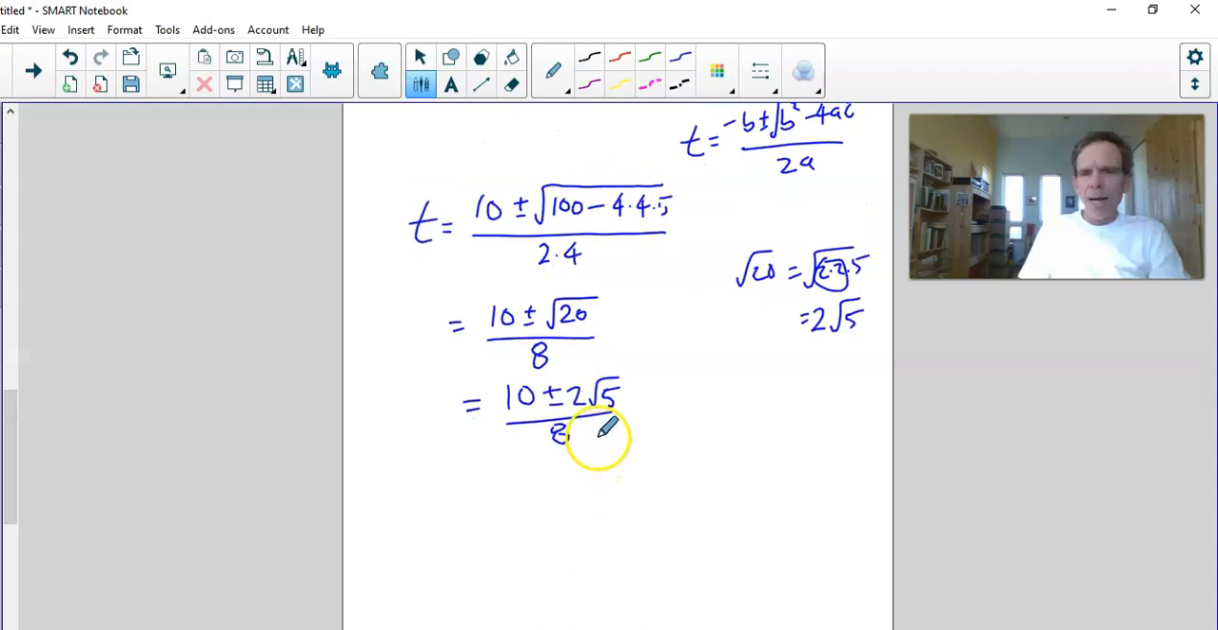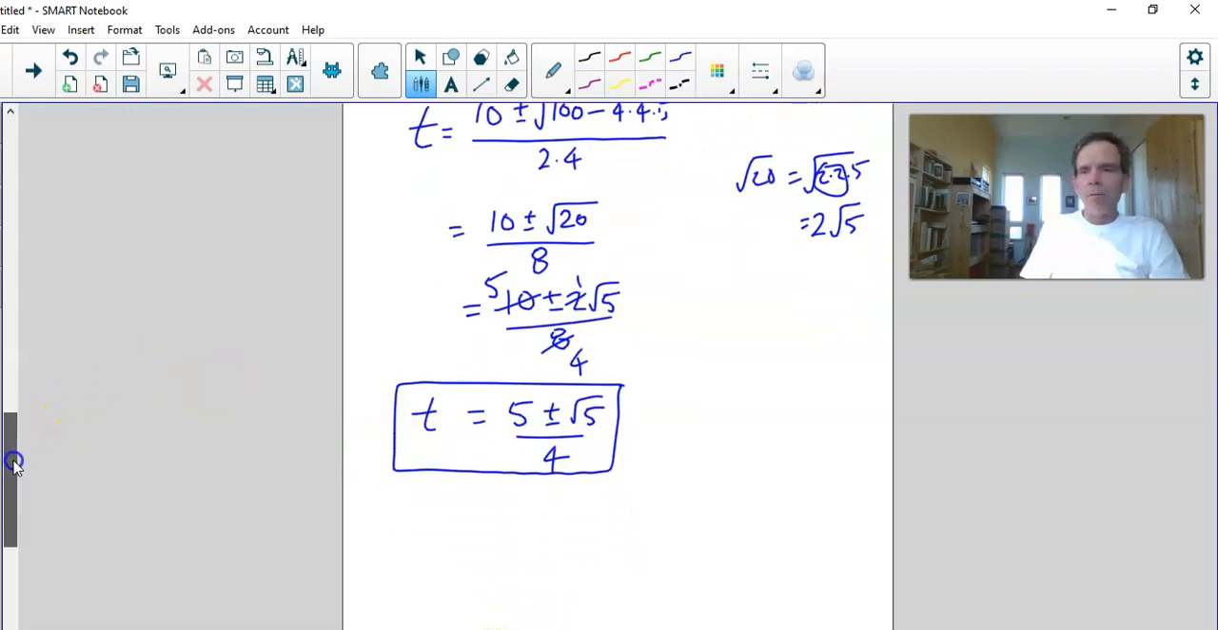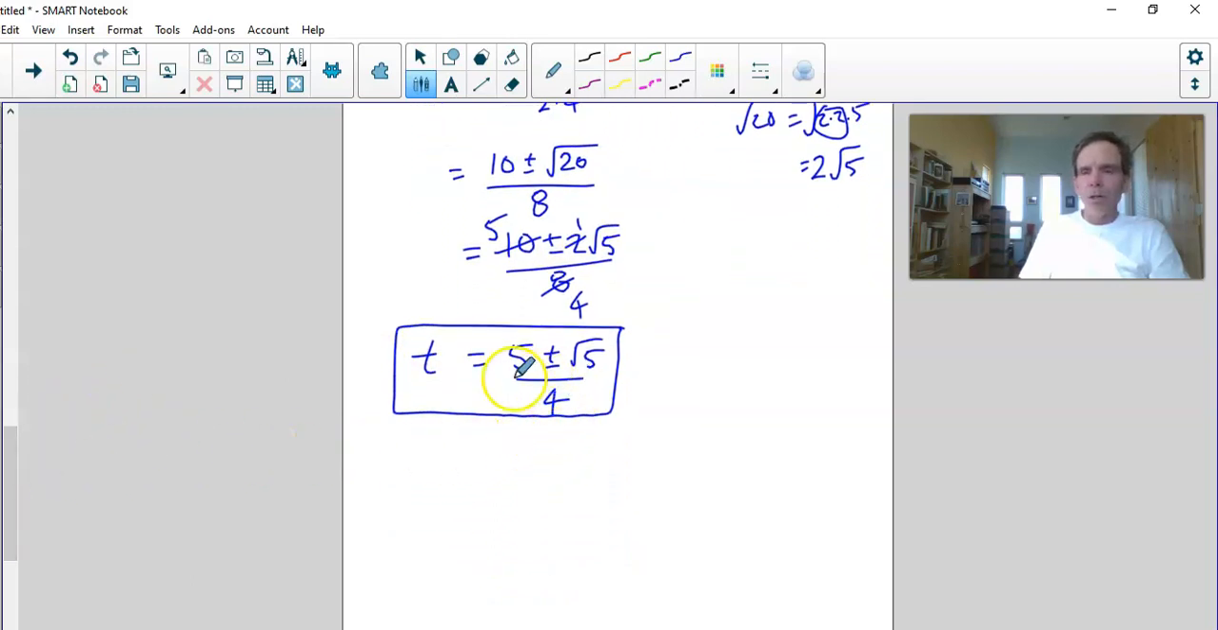I see a common factor in all the pieces here, so all the terms. So 2 goes into 8, 4, 2 goes into 10, 5, and 2 goes into itself once. So the nice, clean, exact answer is 5 plus or minus the square root of 5 over 4. That's the exact answer. That's the time that the object is at 20 feet above the ground. We see there's two answers.